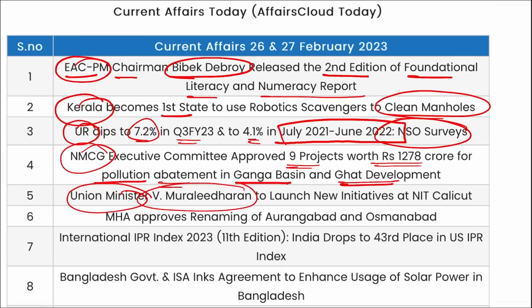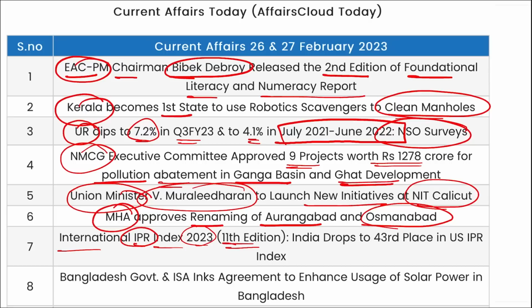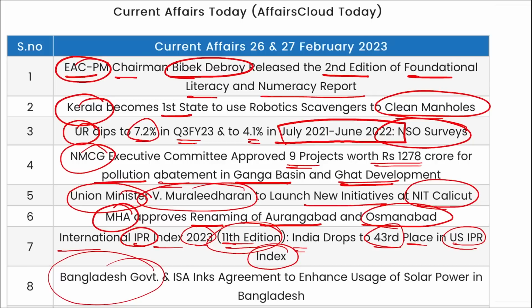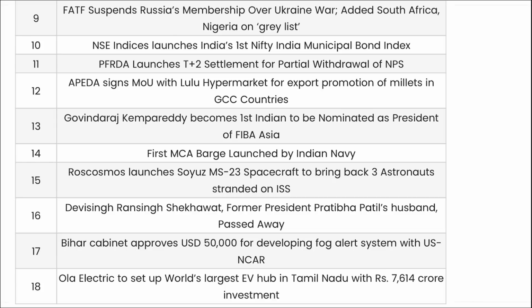Union Minister V. Muraleedharan to launch new initiatives at NIT Calicut. The Ministry of Home Affairs has approved the renaming of Aurangabad and Osmanabad. The International IPR Index 2023, its 11th edition, was released, and India has dropped to 43rd position in the US IPR Index. The Bangladesh government and the International Solar Alliance have inked an agreement to enhance the usage of solar power in Bangladesh. Next, FATF has suspended Russia's membership over the Ukraine war and added South Africa and Nigeria to the grey list.